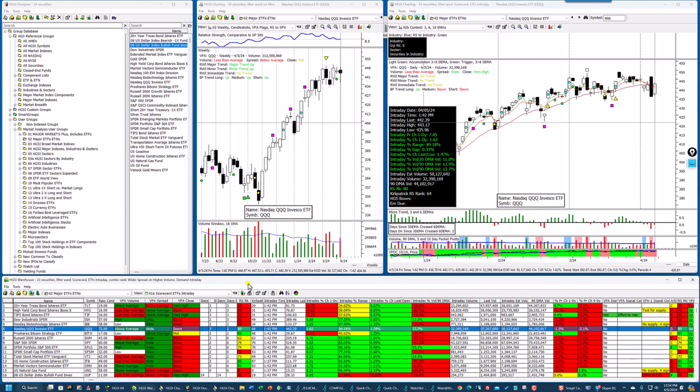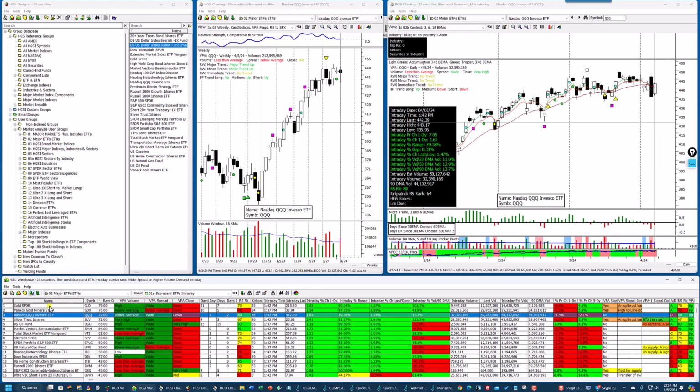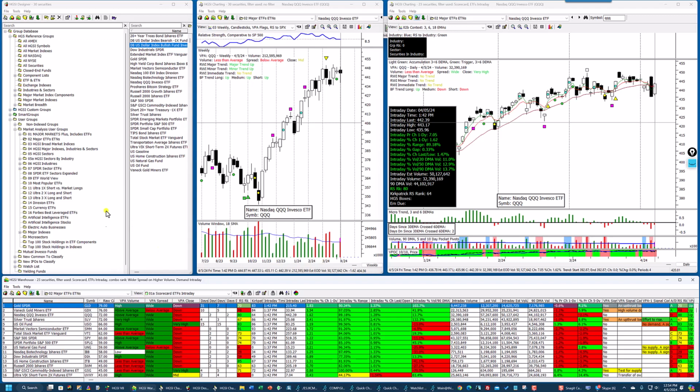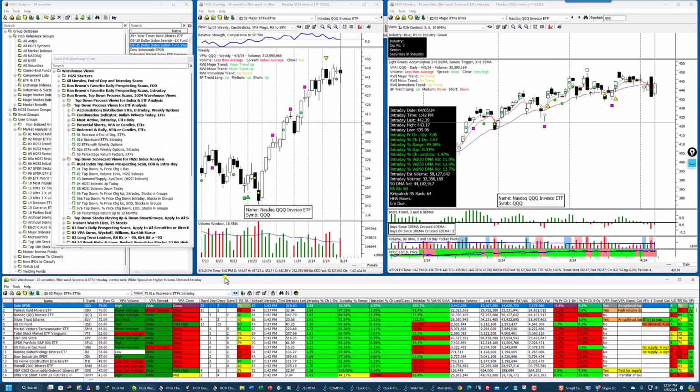I just wanted to start with these ETFs because this is a good way to get an overall feel for what's going on in the markets. Once again, it's right here, the major ETFs and ETNs. As far as the scorecard, it's under top-down process views for ETF analysis. And at the end of the day, use this one. Intra-day, use this one. And it gives you an instant read on what's happening based upon ETFs and ETNs.